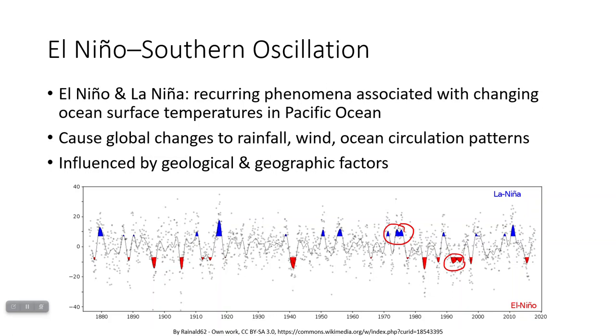By the way, if you're wondering where the name comes from, well, fishermen on the western coast of South America would notice differences in their fish catch, which has to do with the differences in ocean temperature, which we'll talk about in a moment. And it tended to happen around Christmas, so they named it El Nino after the Christ child, if that helps you remember this.